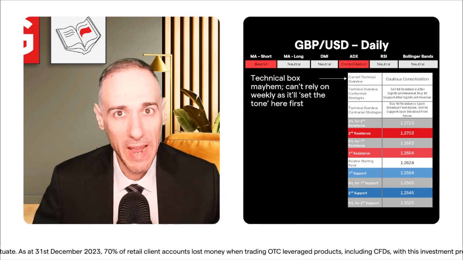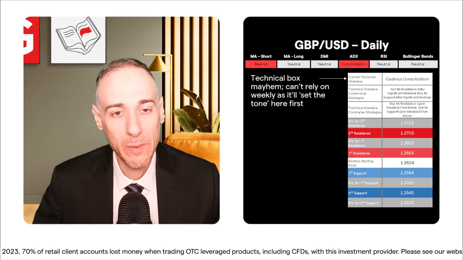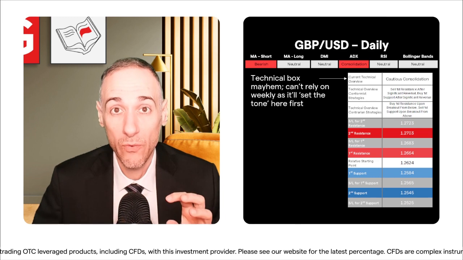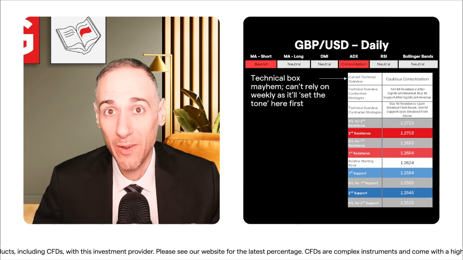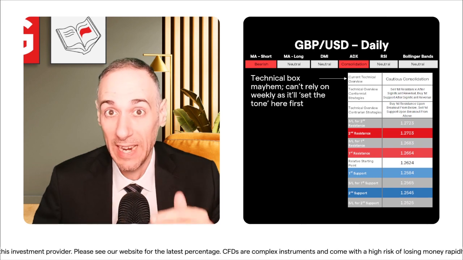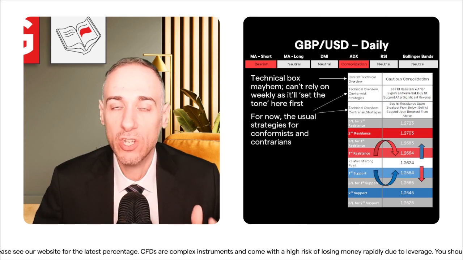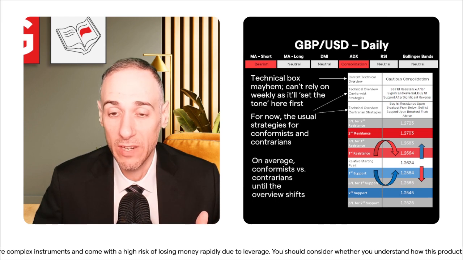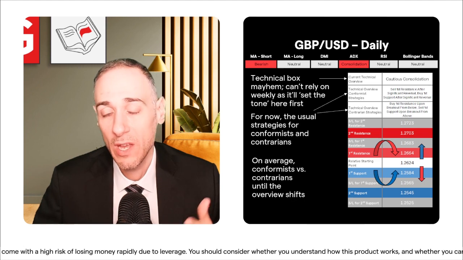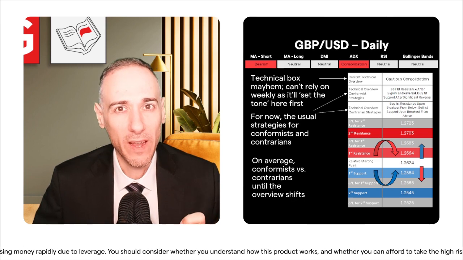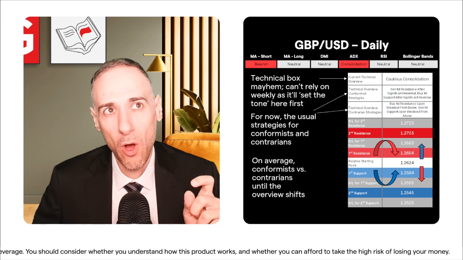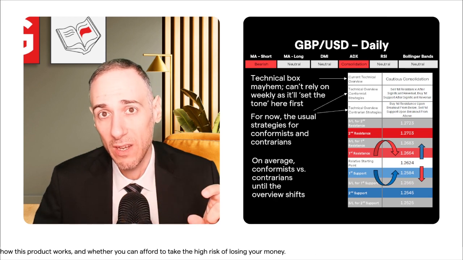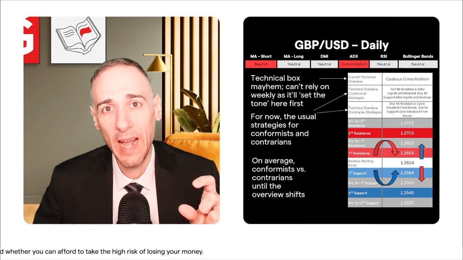Let's not forget there's a lot of mayhem when it comes to technical boxes, and you're not going to be able to, as I mentioned, rely on the weekly. If you are looking for a breakout, it's here where it's going to set the tone first and quickly, even if it ends up resulting in initial or secondary disappointment. So for now, the usual strategies are going to hold for both conformist and contrarian strategies. That means conformists sell after significant or buy after significant reversals off the first levels, whereas with contrarians, you're going for breakouts. And here's the thing: on a weekly time frame, on average, conformists have generally done better, just because it's come back towards an average and it's been relatively range bound and consolidatory. So working within that has been a lot better.